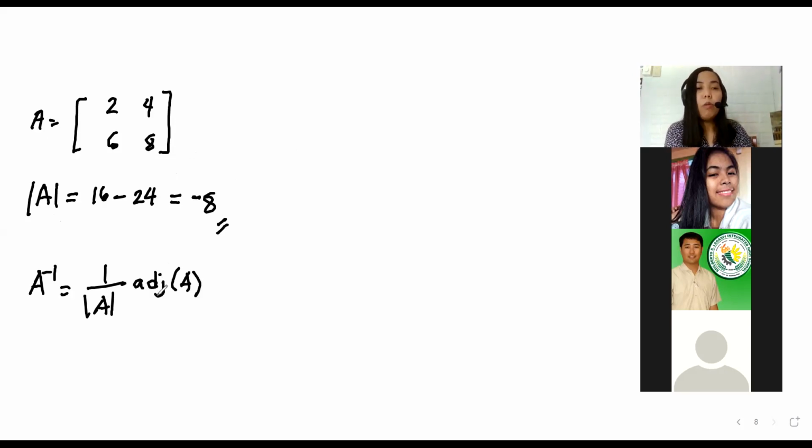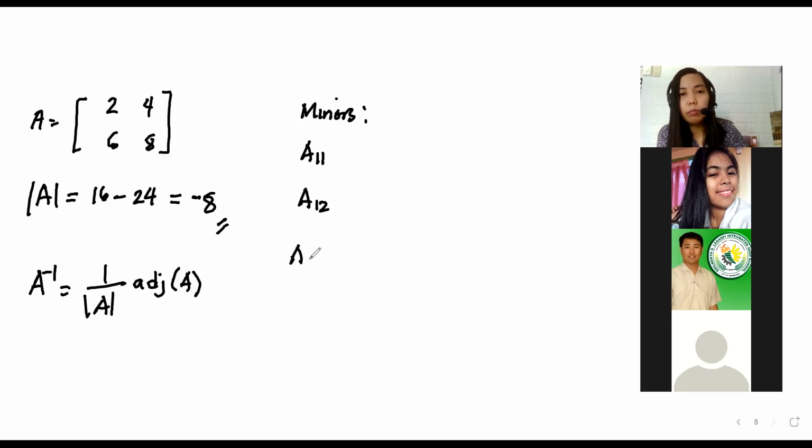So before we get the adjoint, we need to get the minors. A11, A12, A21, A22. A11: we have 2 and 8, so 8. A12: it's 4. Delete 6. A21: that's 6. Delete, we have 4. A22: that's 8, so we have 2.